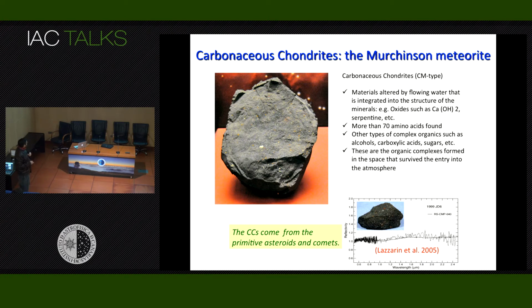And we know that carbonaceous chondrites came from what we call primitive asteroids, because we can compare the spectrum in the laboratory of a carbonaceous chondrite like this one with the spectrum of an asteroid like this one. That is obviously the noisier one, and they are very similar.